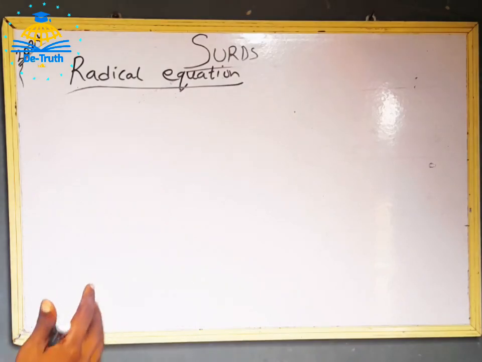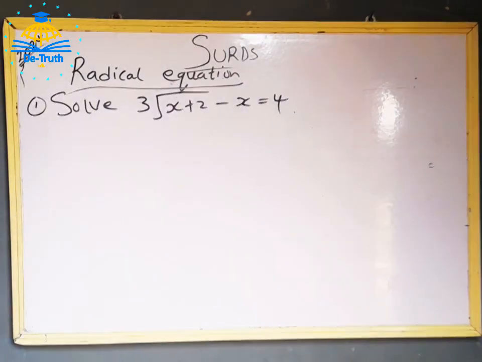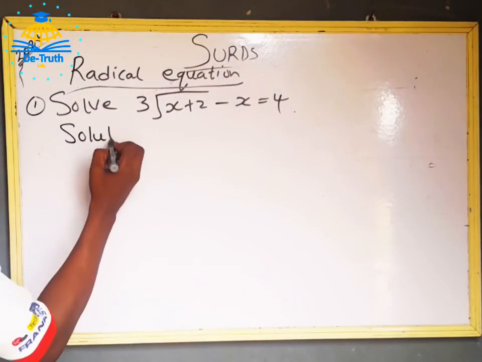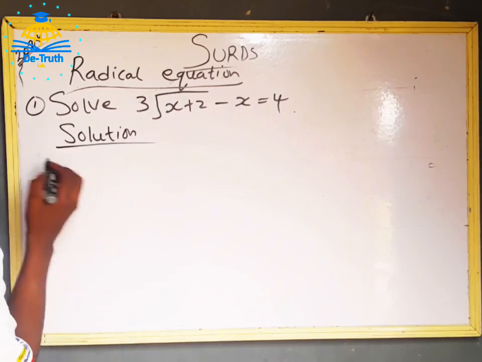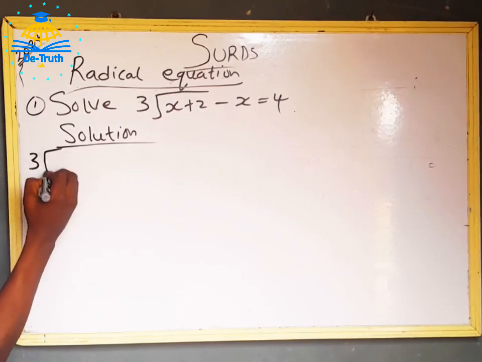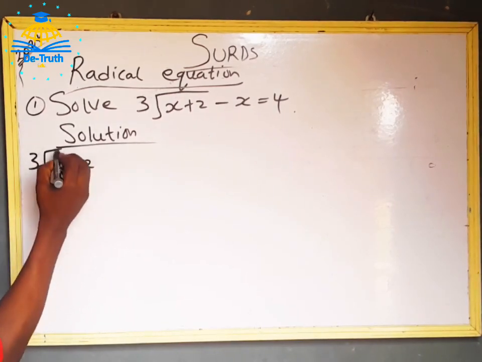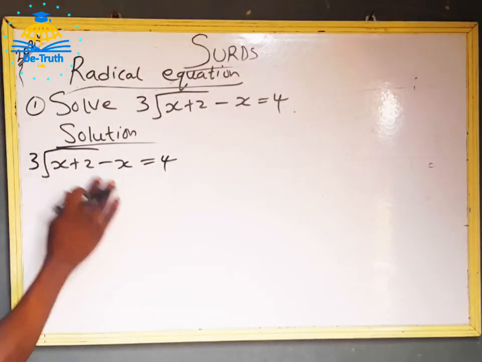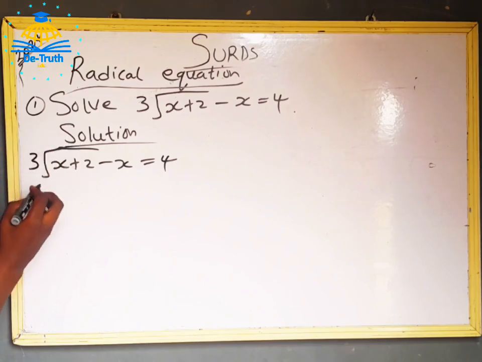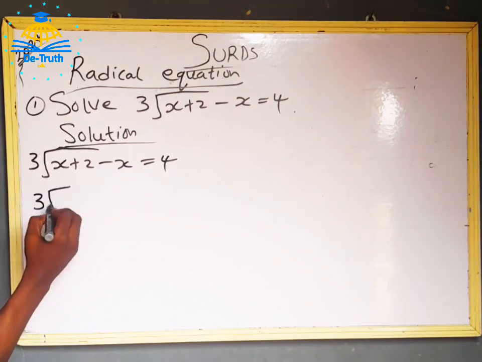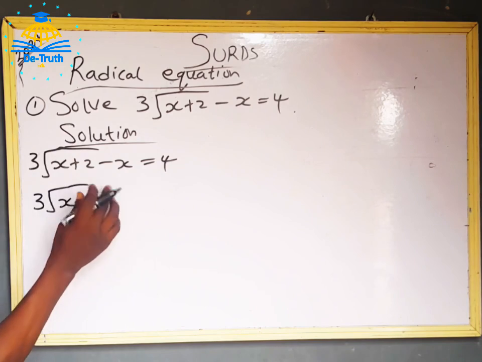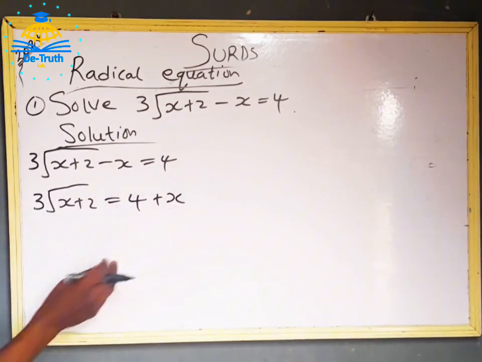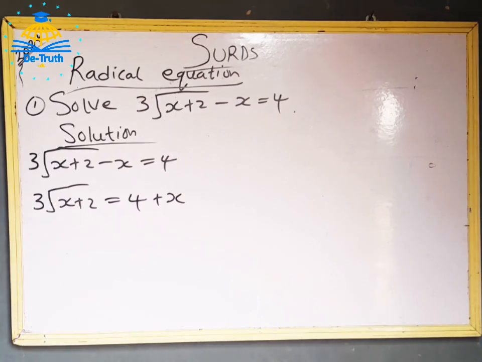Now we want to do radical equation. This is an example of a radical equation. Solution: 3 root x plus 2 minus x equals 4. So let's rearrange. You have 3 root x plus 2 equals 4 plus x. That is, we add x to both sides.